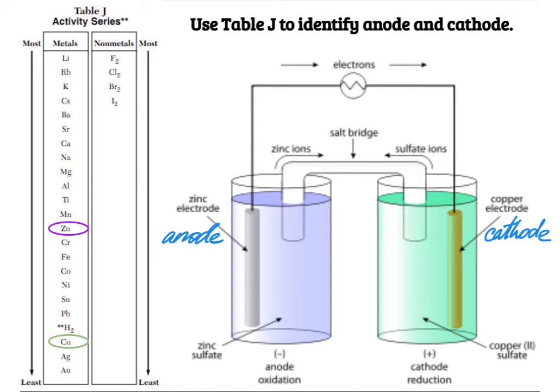So now when you are asked to analyze a voltaic cell to identify which electrode serves as an anode and which one as a cathode, you need to check table J, the activity series. The metal that is higher in the activity series will be the anode, the one that is oxidized, and the metal that is lower in the activity series will be the cathode, the site of reduction. And electrons lost in oxidation will be running from the anode to the cathode.